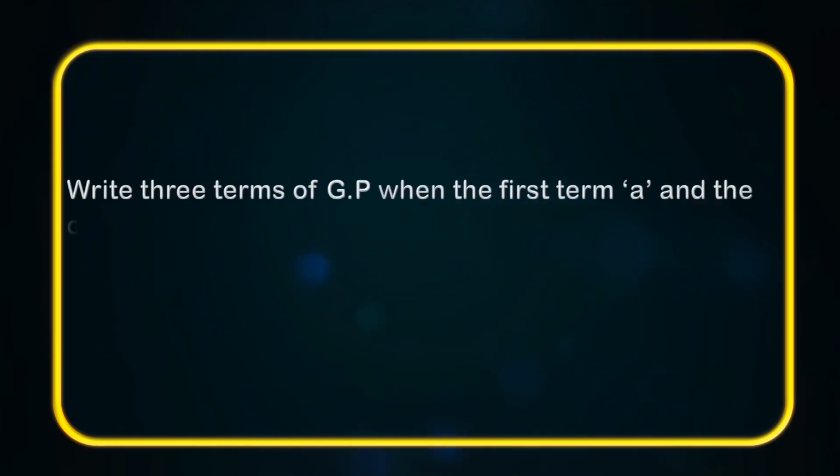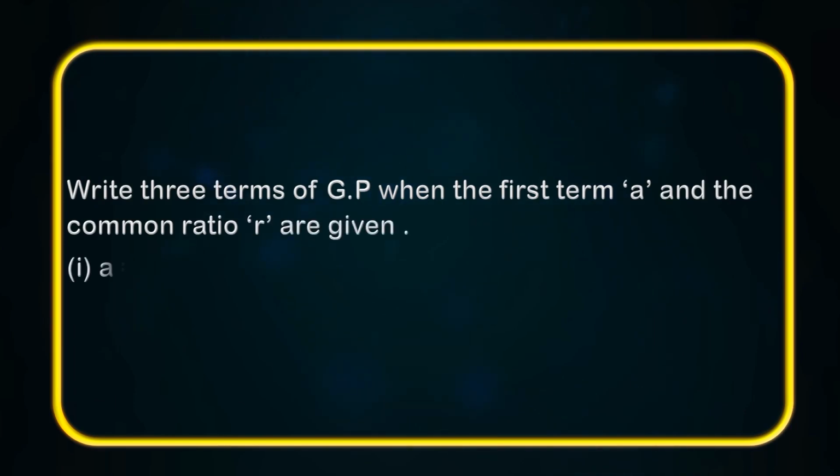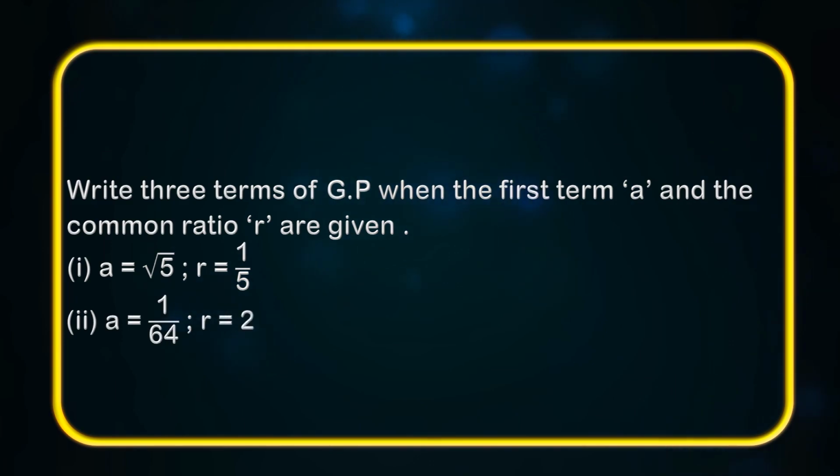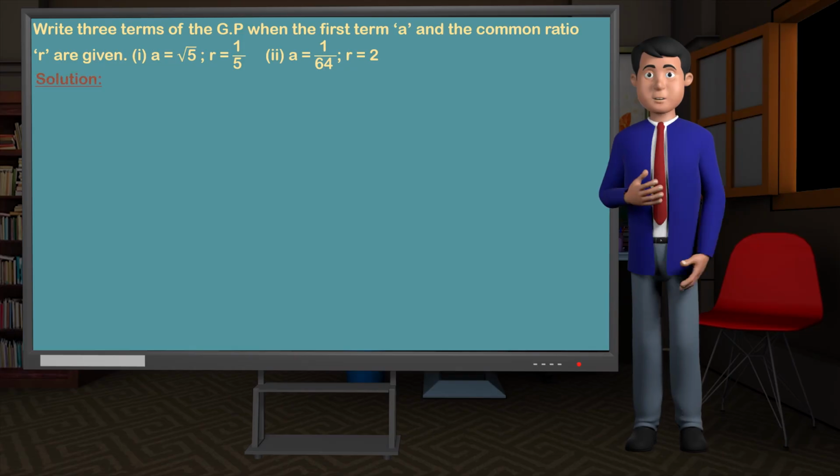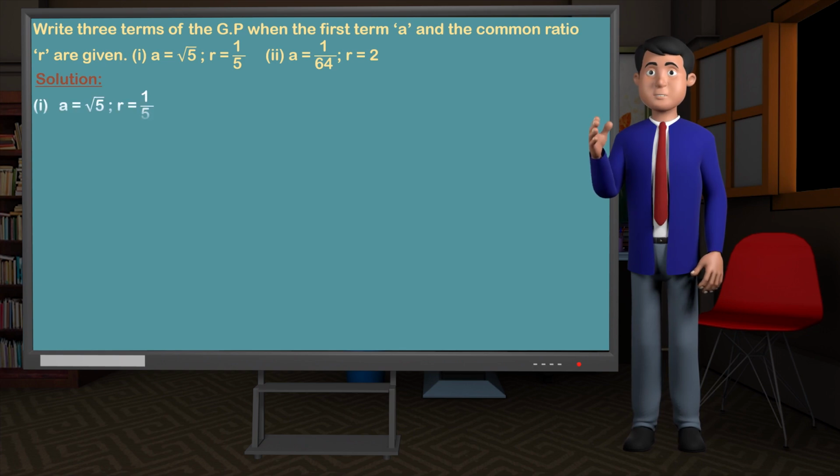Write three terms of the GP when the first term A and the common ratio R are given. First one, A is equal to root 5, R is equal to 1 by 5. Second one, A is equal to 1 by 64, R is equal to 2. Solution. First one, A is equal to root 5, R is equal to 1 by 5.